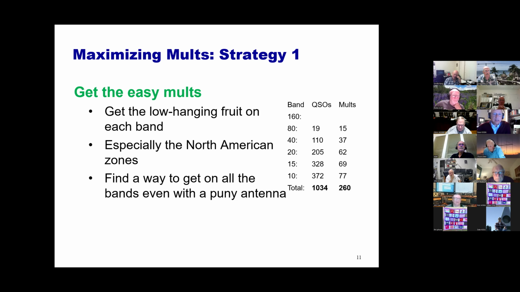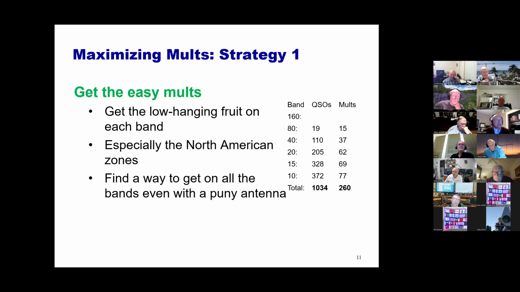So the first strategy is get the easy mults. You feel really dumb if you finish the contest and on 80 meters you didn't work your own zone, right? Because you could have done that with a wet noodle. So get the low-hanging fruit on every band, especially the North American zones and countries, and find a way to get on all bands, even if with a puny antenna, because it's not that hard to work on 160 a local, no matter what your antenna is, right? So that's the idea there.